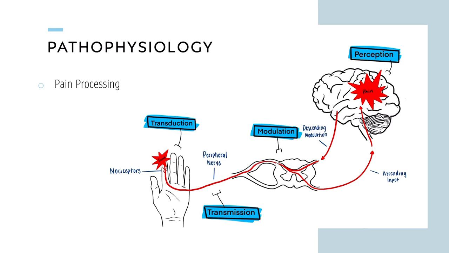Modulation occurs when these signals are altered or changed by the nervous system to enhance or inhibit the signal responses. These signals are interpreted by the brain, resulting in conscious awareness of pain, also known as perception. Pain perception can vary depending on mental state, past pain experience, and many other factors. Distraction and cognitive control can lower perception, while anxiety can increase it.